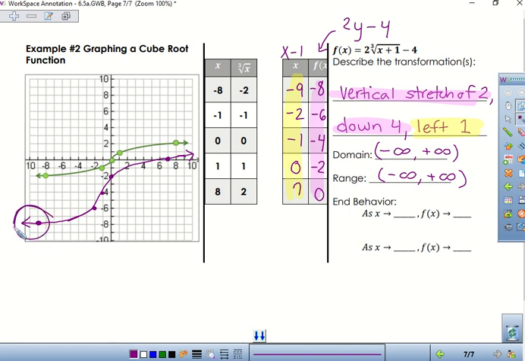So as our function goes to the right, it's actually going downward. I'm sorry, as it goes to the left, it's going downward. And as it goes to the right, it's going upward. It's hard to see because it's very gradual.